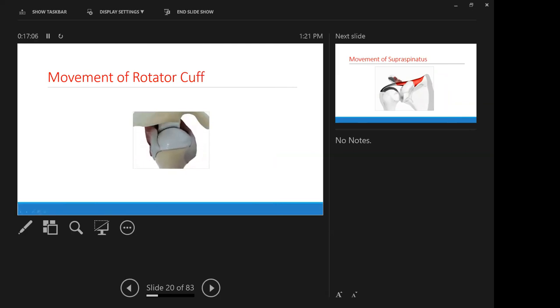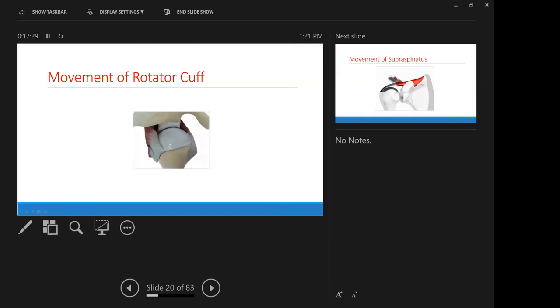We see here is the subscapularis. The only thing not showing here is the supraspinatus. There's the subscapularis pulling on the humerus. There's the infraspinatus pulling on the humerus. There's the teres minor pulling on the humerus. This allows us to have the flexibility to move in this extreme range of motion.